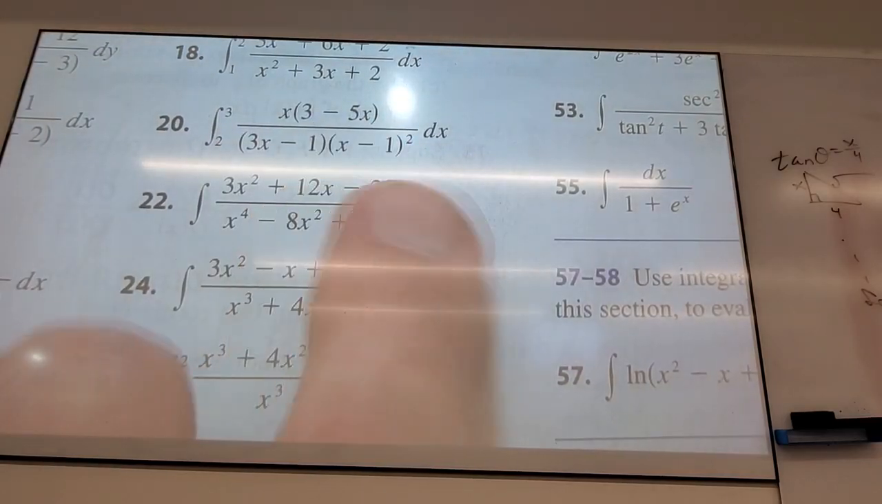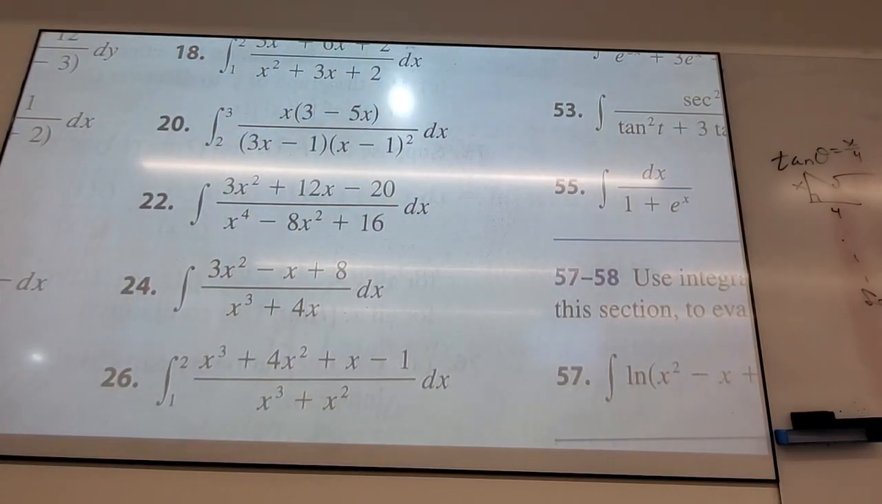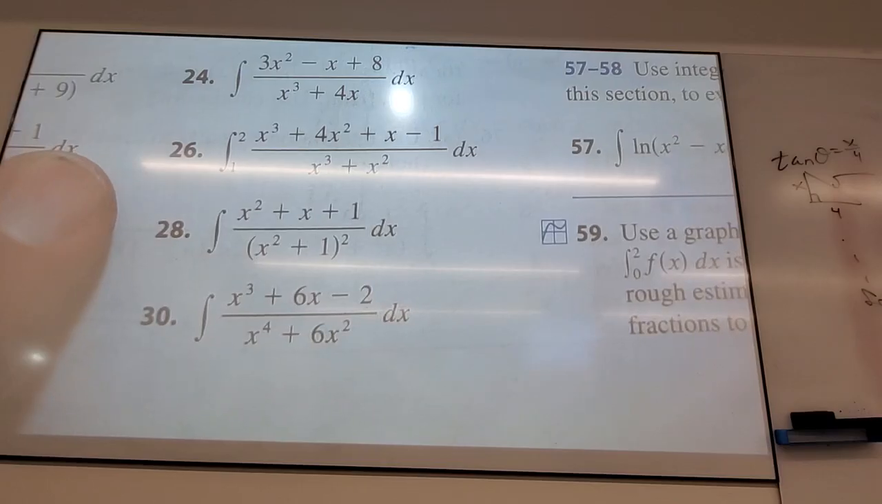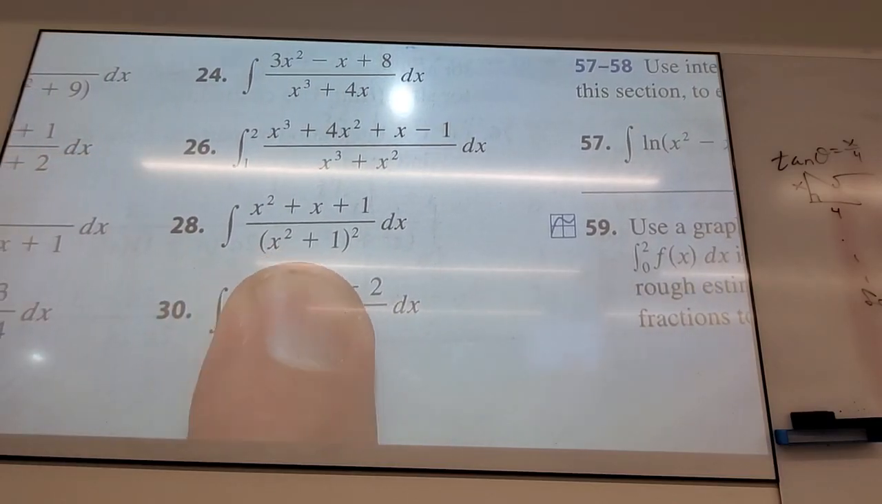Do you guys want to do this one? It has a repeated factor, or do you want to do one like, let's see, number 28? Ooh.